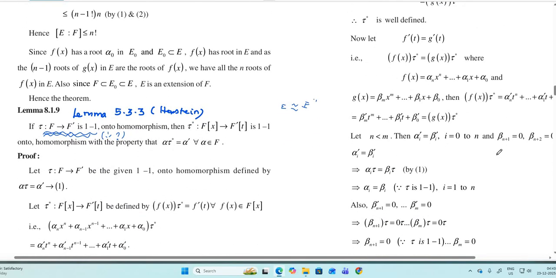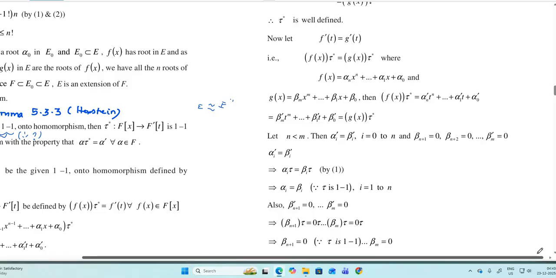Now we are going to prove that it is one to one. We can just retrace the steps and say that it is one to one. Otherwise, we will consider the images to be equal.